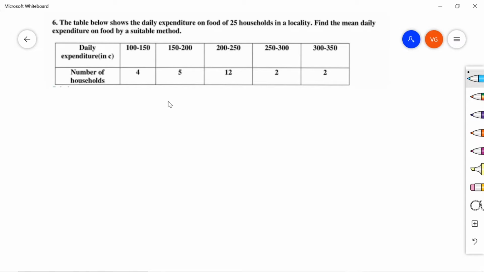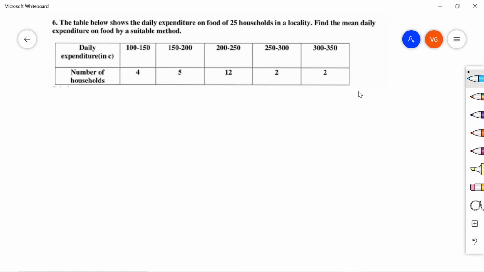So you are given the data, daily expenditure and the number of households, right? If you observe, the numbers are in hundreds, so definitely it is not a direct method. Either you can choose the shortcut method or the step deviation method. So let us start solving.